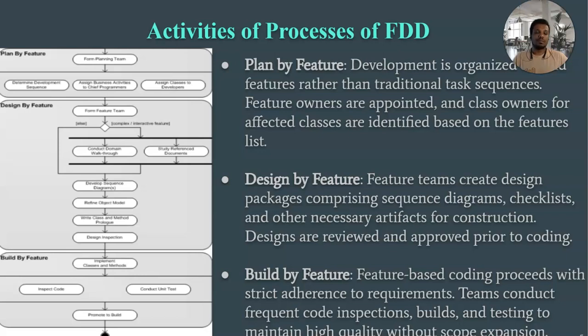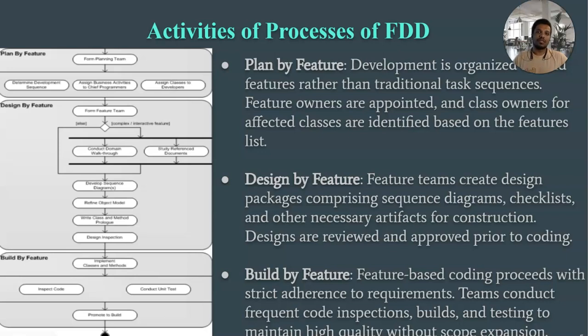When a feature is completed, it undergoes inspection and approval before being promoted to the main build for release to the client or the end user. This cycle repeats for each remaining feature until the entire system is constructed.